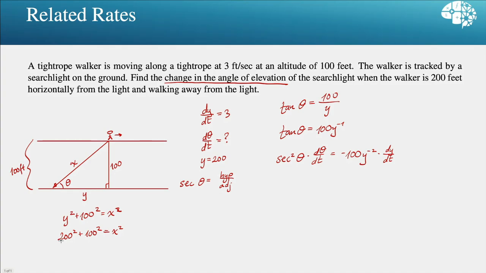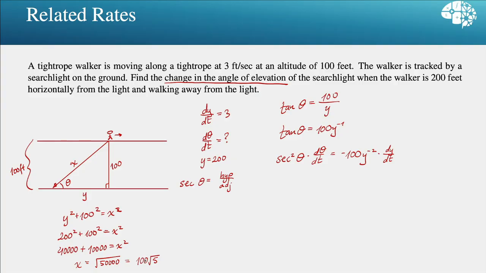200 squared is 40,000. 40,000 plus 100 squared, which is 10,000, is equal to x squared. So this is 50,000, so x equals the square root of 50,000. Which we can leave like that, or I'm actually going to simplify it because the square root of 10,000 is 100. So this is 100 root 5.